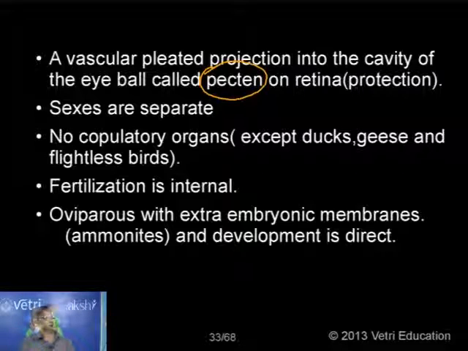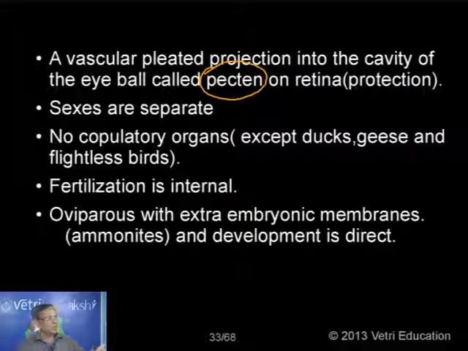Sexes are separate, normally with no copulatory organs. Even the cloacal aperture, a single aperture, acts as the copulatory organ. But in the case of some animals, the flightless birds, or in the case of ducks and geese, they have some copulatory structure.